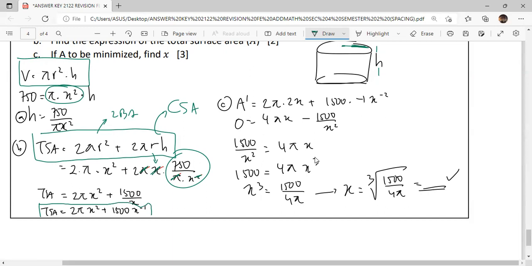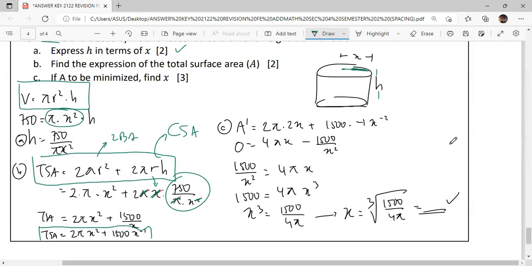And then, if A to be maximized, udah selesai nih B. Ya, expression aja, nggak harus jawaban. If A is to be minimized, find x. Ya udah, A minimize, berarti lu tinggal area-nya tadi kan tulis ulang ya. 2 pi x square plus 1,500 x power negative 1. Lu mau pi-nya ganti 3.14 juga kagak masalah.